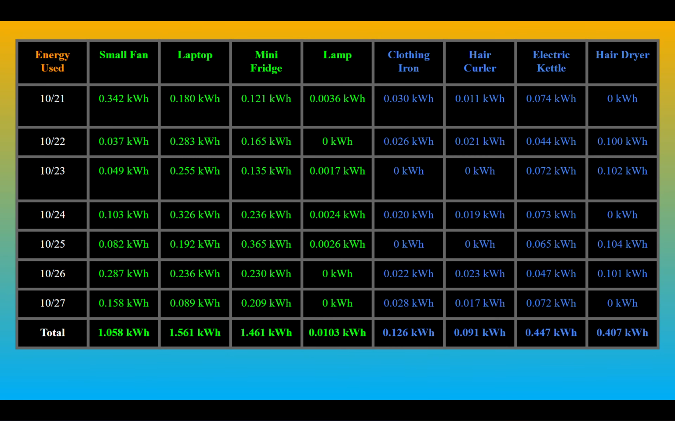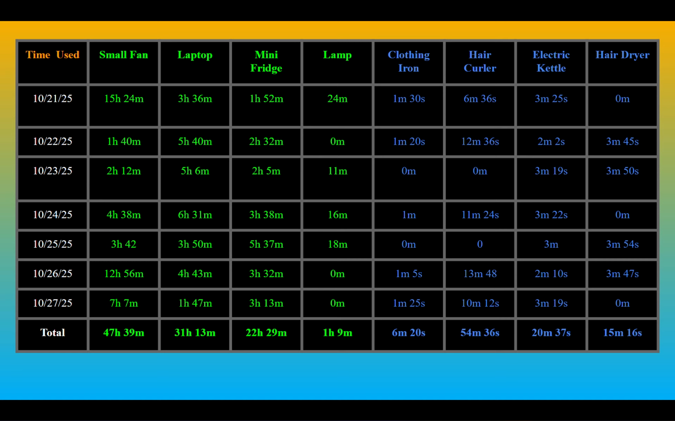This is my weekly log of energy consumption daily. It's split by me colored in green, while the other half of the appliances is from my parents, which is colored in blue. And this is the same weekly log, just how long the appliances have been used daily.